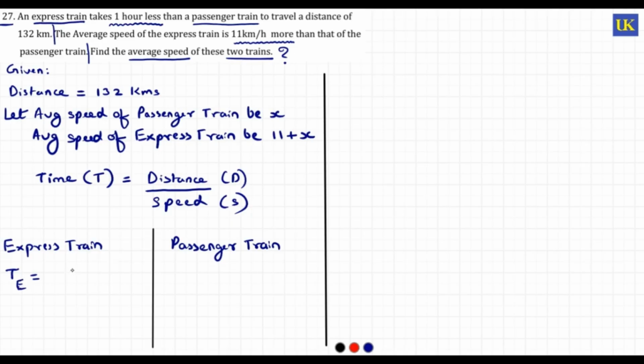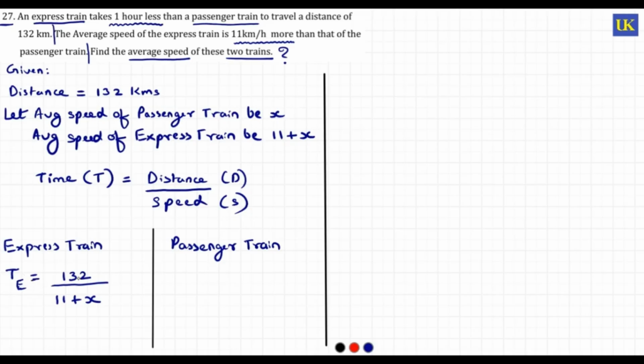Now distance is how much? For both, the distance is the same. So 132. Distance is the same for both the trains, and speed is how much? For the express train the speed is 11 plus x. So I will write 11 plus x. I am filling all these things looking at this formula here. Time is equal to distance upon speed. So I am looking at this formula and I am filling all these details here.